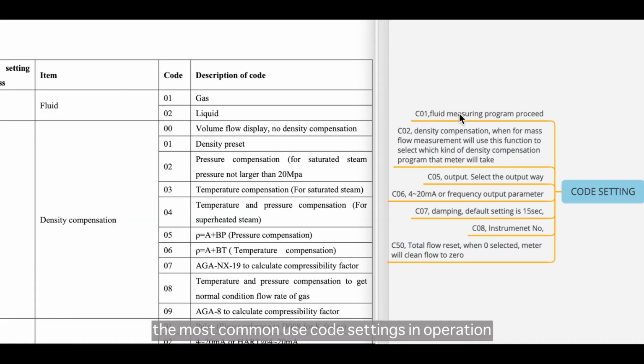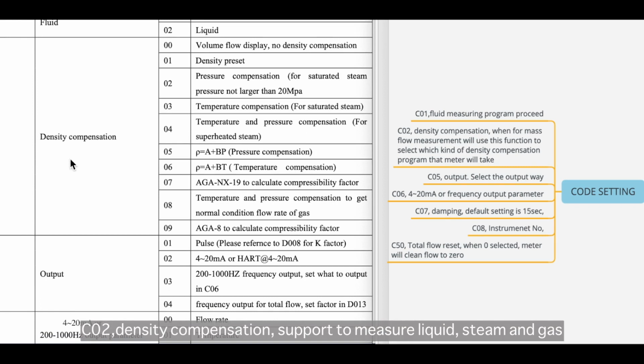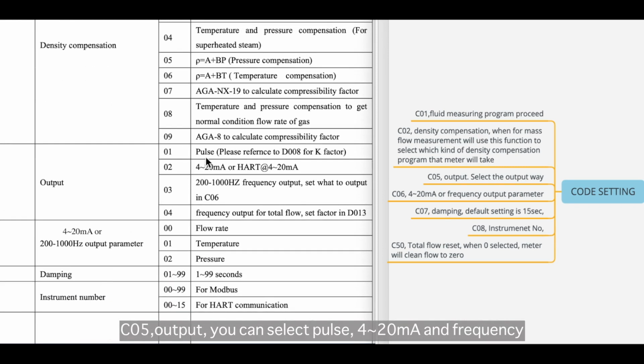Most commonly used code settings in operation. C01 is the field type. We have gas and liquid. C02 is density compensation, which supports measuring liquid, steam, and gas. Output: you can select pulse, 4 to 20, or frequency.